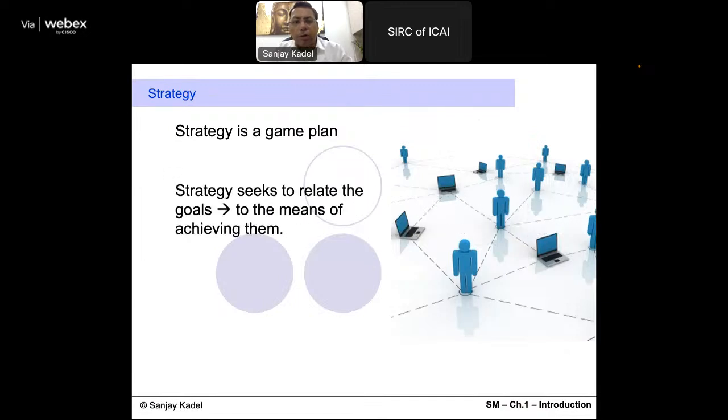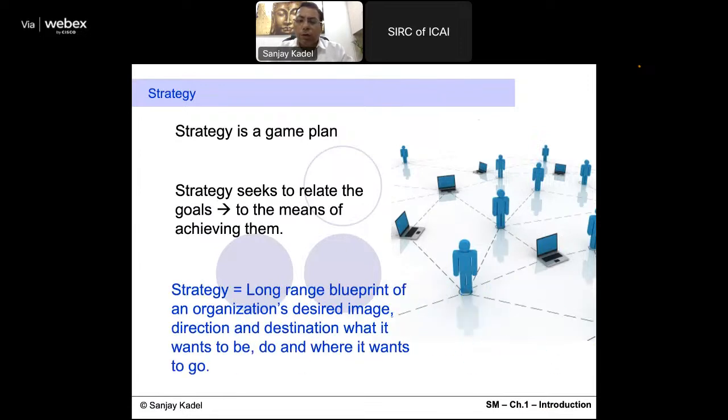Strategy seeks to relate the goals to the means of achieving them. We can also define strategy as a long range blueprint of an organization's desired image, direction, and destination: what it wants to be, do, and where it wants to go. So, when I say long range blueprint, that means it is like a roadmap in front of the organization which it can follow.